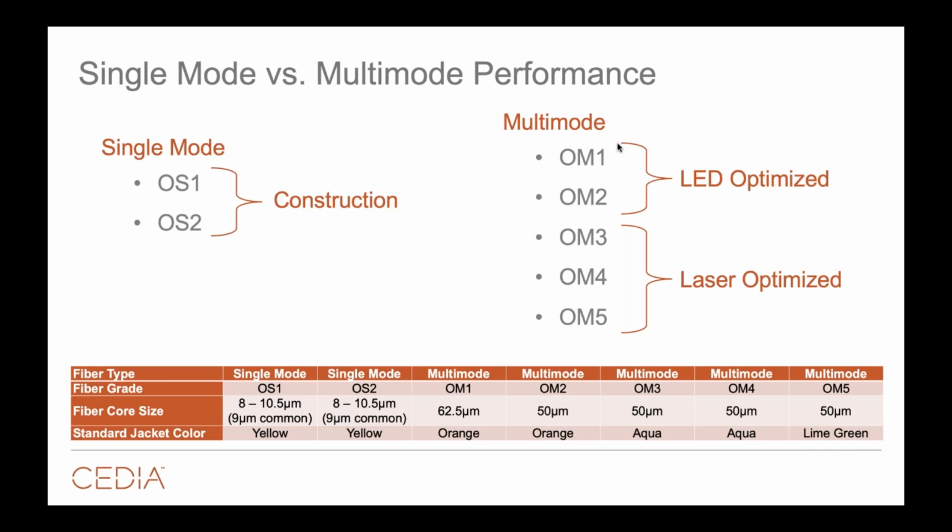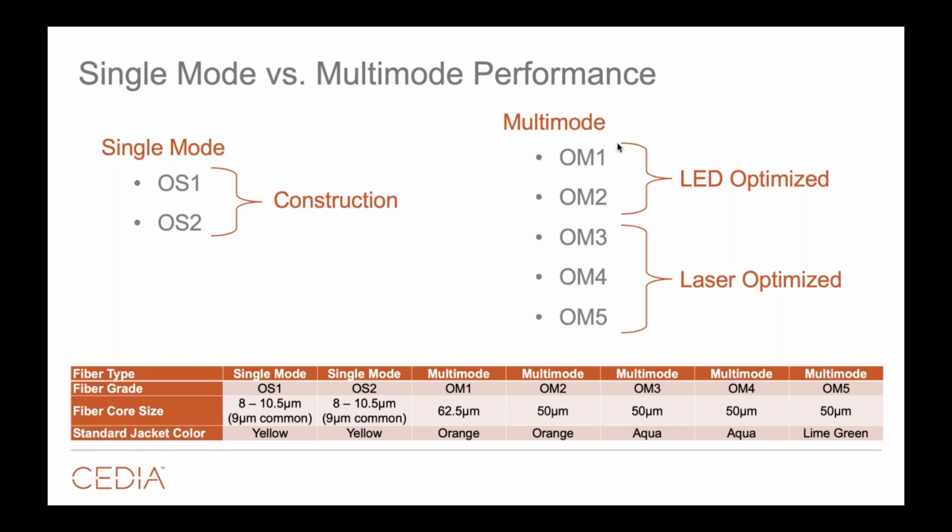Now, there are different grades of glass inside that single mode and that multi-mode family, okay? And single mode is actually pretty easy because with single mode, you've got OS1, you've got OS2. It really speaks to the construction, and frankly, most manufacturers are only using OS2 today. So if you buy a cable today, it's OS2, but you may be going into an installation that was installed years ago and it's OS1 cable. These two are both going to be 9 micron. They're compatible. They can be spliced together. They can be coupled together. No problem. It's multi-mode that you have an issue with.